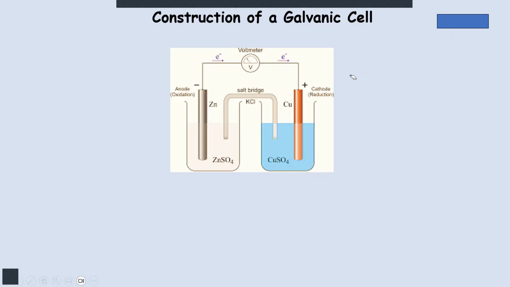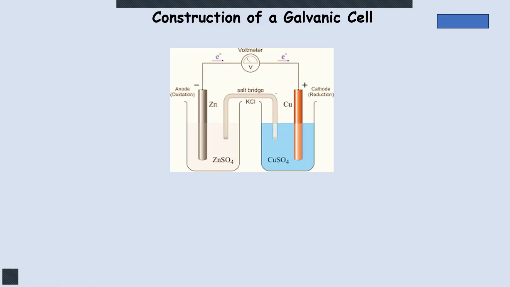Okay, so this galvanic cell is made up of two half cells, the zinc half cell and the copper half cell. In the zinc half cell, more of oxidation takes place, so it is the oxidation half cell. In the copper half cell, more of reduction takes place, so that is a reduction half cell. So we have two half cells.